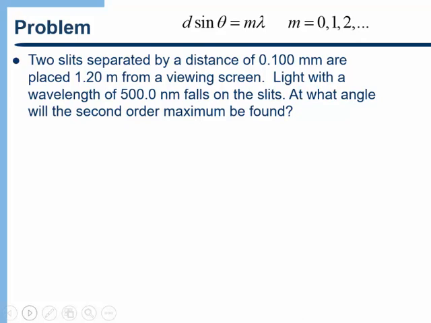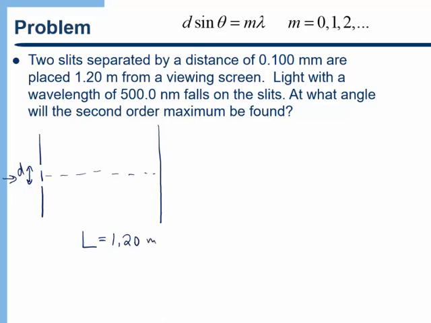So let's first just kind of draw a picture of it. Here are my two slits. They're separated a distance d apart, and I'm illuminating the slits with light in this direction. So the light's coming through the slits. And then at some distance away, I have a screen. We usually use L to represent that distance. So 1.2 meters away is where the screen is. And what I'm trying to find here is the angle to the second order maximum.